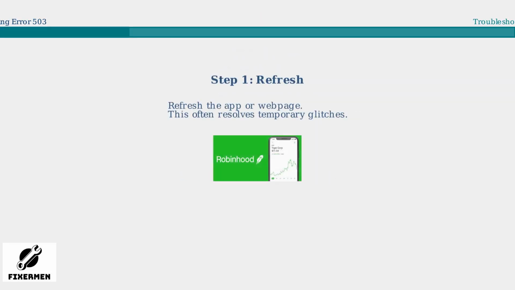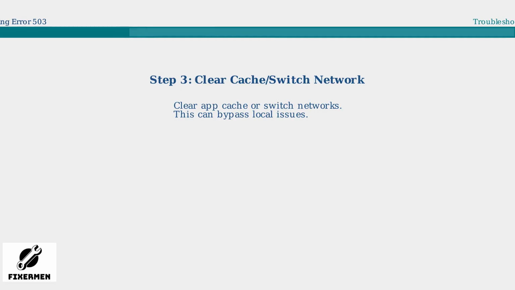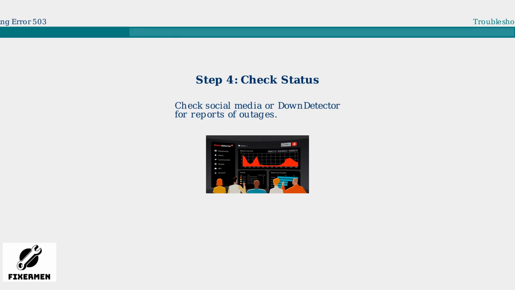When you encounter Error 503 on Robinhood, don't panic. First, simply refresh the app or web page. It might be a fleeting issue. Next, verify your internet connection. A stable connection is crucial. If that doesn't work, Robinhood suggests clearing your app's cache or switching to a different network, like from Wi-Fi to cellular, or vice versa. Since the error usually stems from Robinhood's servers, patience is key.